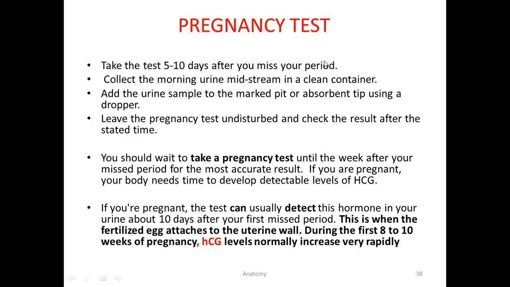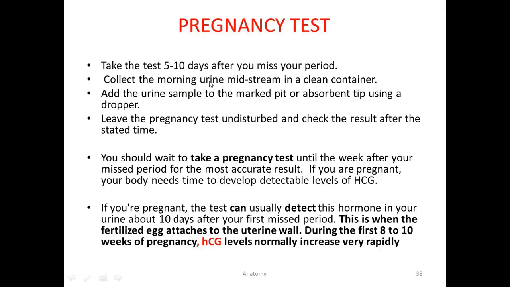If you do it immediately on the next day, you will not get confident or proper positive results. So by 5 to 10 days after missing your period, you can do this pregnancy test. Now how is it done? In this, a urine sample is collected. The morning sample is most reliable because after overnight sleeping, the hormones are secreted properly. So in morning urine samples, hormones can come properly.